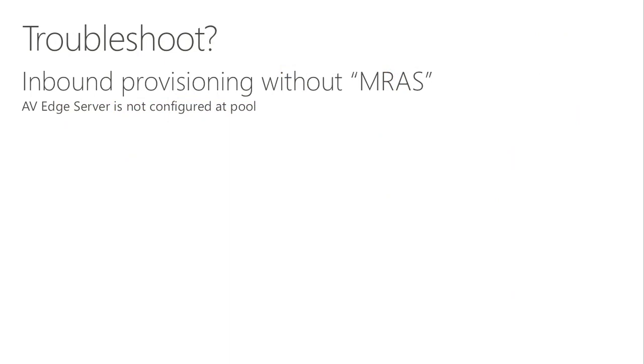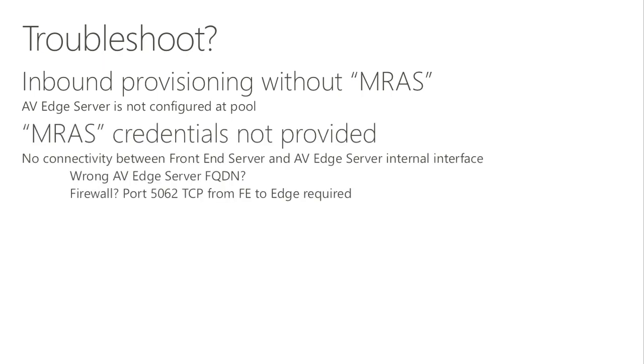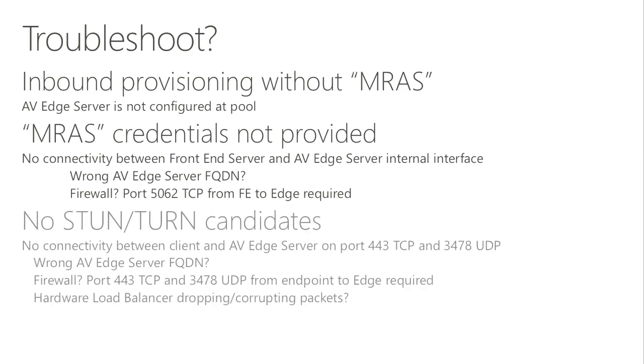Okay, how does all of this help us with troubleshooting? Well, I mentioned all of that already. First, look for the MRAS. If you don't see the MRAS, there is no edge server configured for your users for this pool. Second, if you don't see the MRAS credentials, if you see error messages, it means your pool, your front-end server, cannot talk to the edge server internal interface on port 5062. Might be a DNS problem, cannot resolve the DNS name, might be a firewall problem, whatever it is.